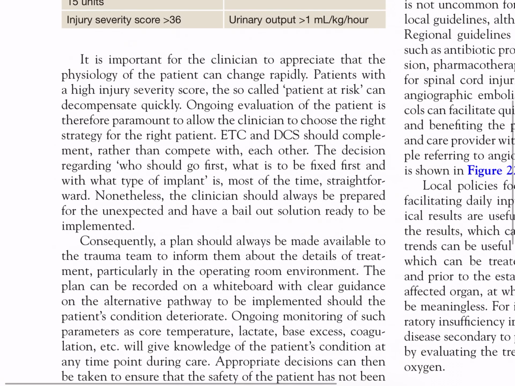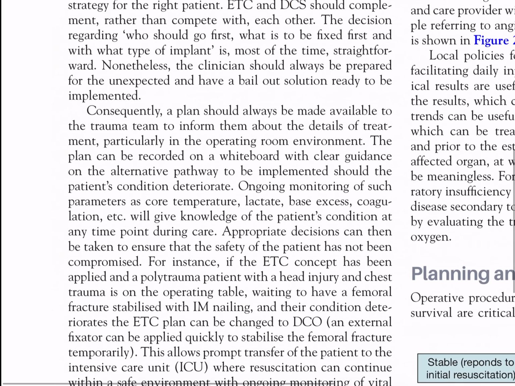It is important for the clinician to appreciate that the physiology of the patient can change rapidly. Patients with a high injury severity score, the so-called patient at risk, can decompensate quickly. Ongoing evaluation of the patient is therefore paramount to allow the clinician to choose the right strategy for the right patient. The early total care and damage control surgery should complement rather than compete with each other. The decision regarding who should go first, what is to be fixed first, and with what type of implant is most of the time straightforward. Nonetheless, the clinician should always be prepared for the unexpected and have a bail-out solution ready to be implemented.